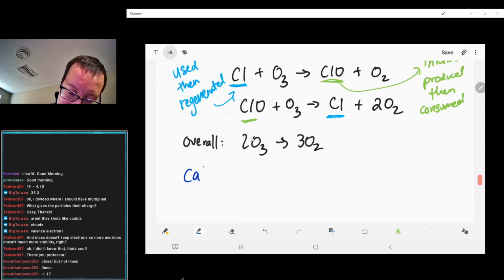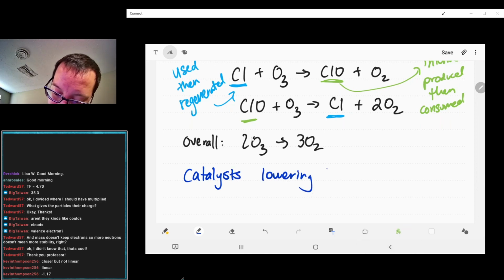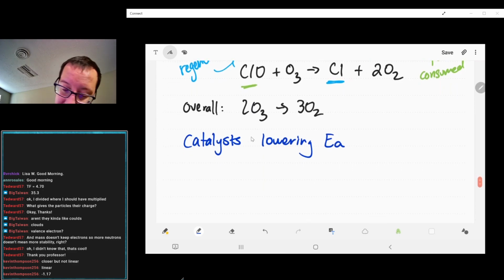And so catalysts, they work by lowering the activation energy through one of two ways. They will first offer a different mechanism.